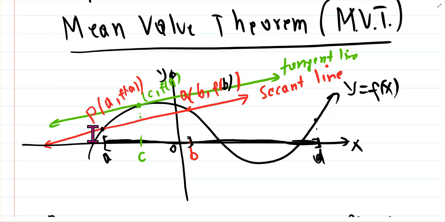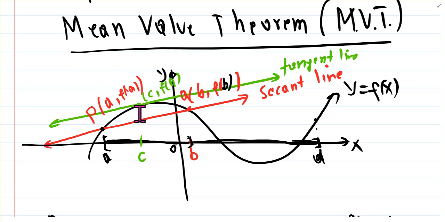First, we sketch the graph of a polynomial function y equals f of x. And then we pick 2 points on the graph, a point P, which is a comma f of a, and a point Q, which is b comma f of b. From these 2 points, we draw a straight line, which is called a secant line because it's crossing the graph of the function at 2 points.